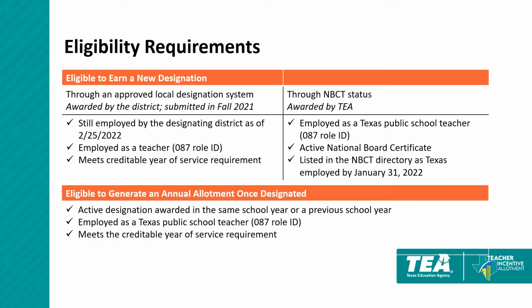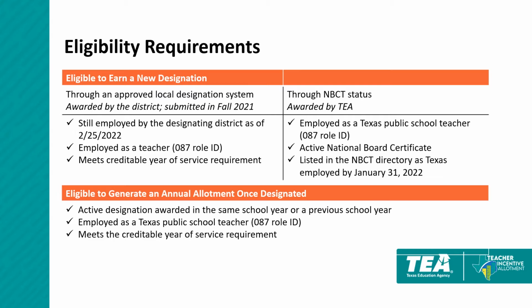If your district employs a National Board Certified teacher who is newly certified, this designation will be awarded automatically by TEA if they meet the following requirements. They're employed as a Texas public school teacher with a 087 role ID, have an active National Board certificate, and are listed in the National Board Certified Teacher Directory as employed in Texas by January 31st, 2022. Any National Board teachers who are still listed as out of state will not receive a designation or generate an allotment for this school year.